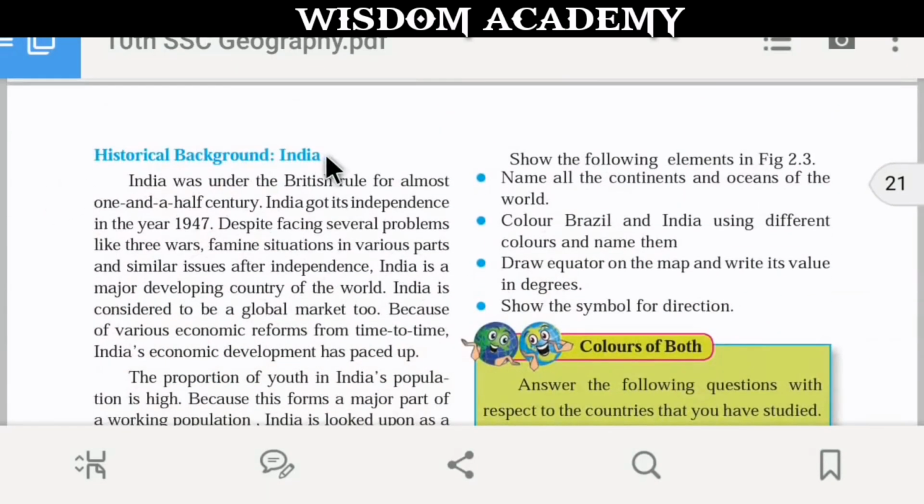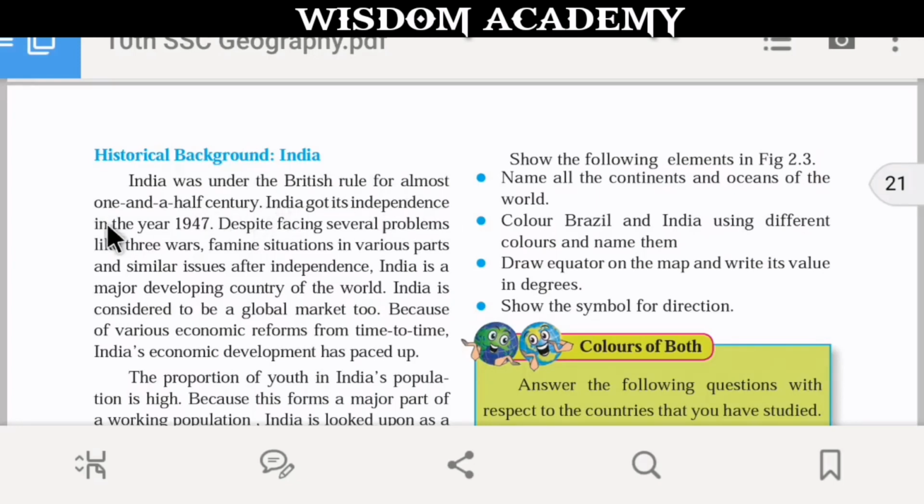So historical background of India and Brazil. Let us see what is the historical background of India and what is the historical background of Brazil. See, both the countries were under the control of foreign countries. India British के control में था, Brazil Portugal के control में था. So let us see India first. India was under the British rule for almost 1.5 century. So 150 years तक India British के control में था.